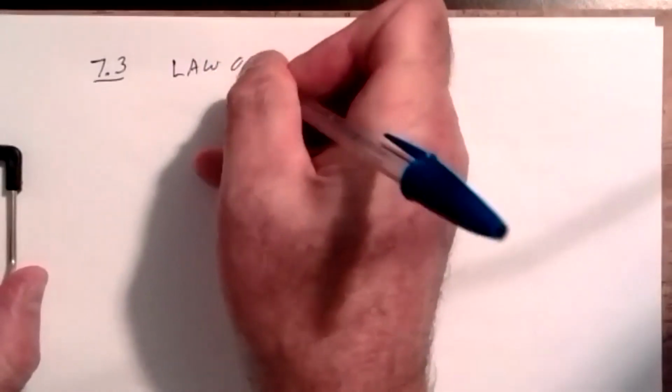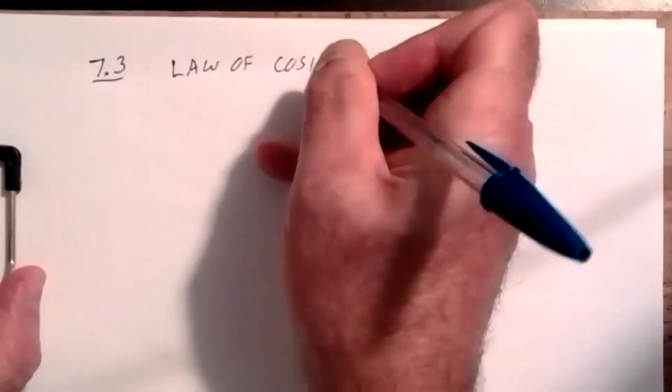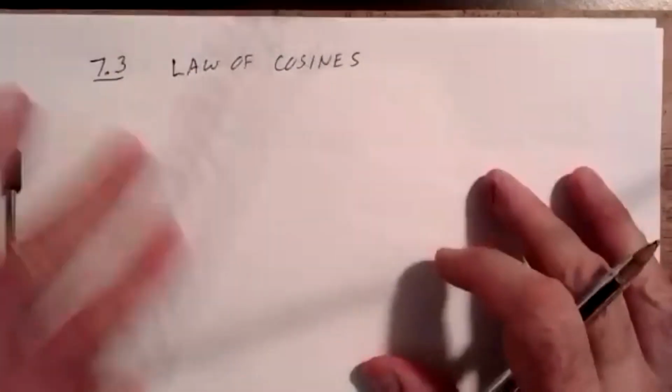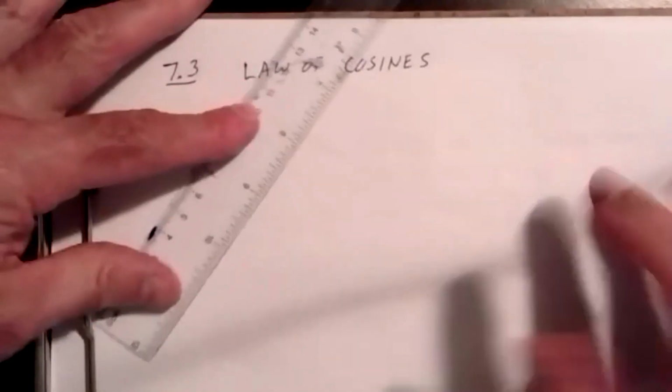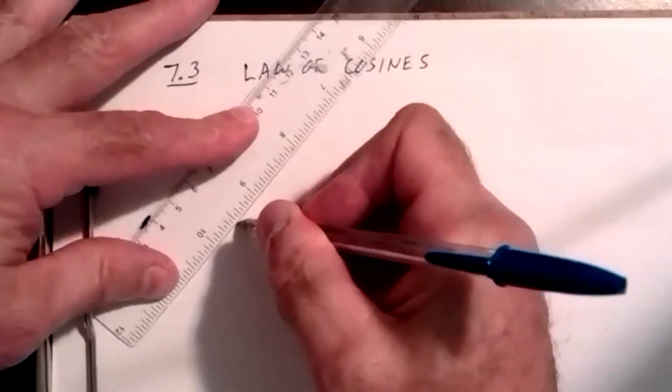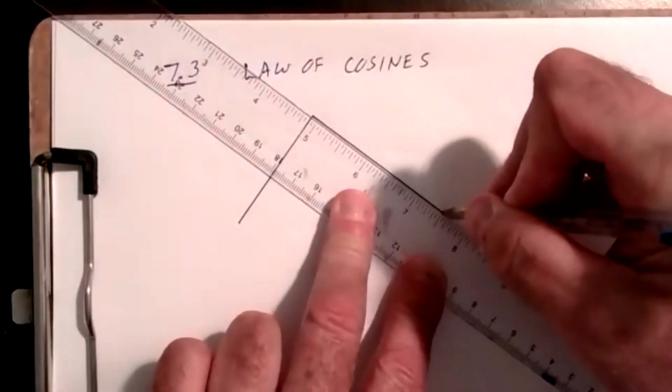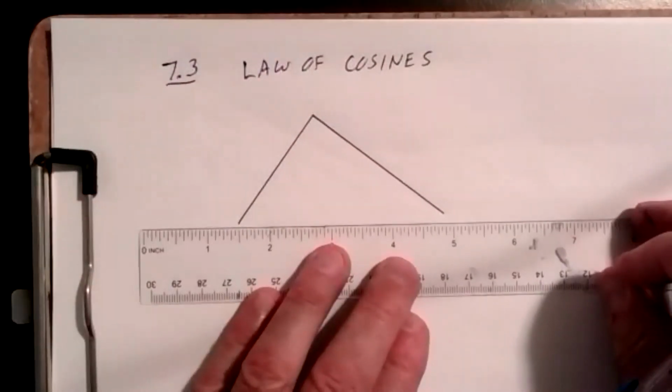So the law of cosines. I would like to derive this law for you quickly here. It doesn't take too long in its derivation. I just want you to kind of appreciate where the law comes from. So I will walk through the derivation, just like I did for the law of sines.